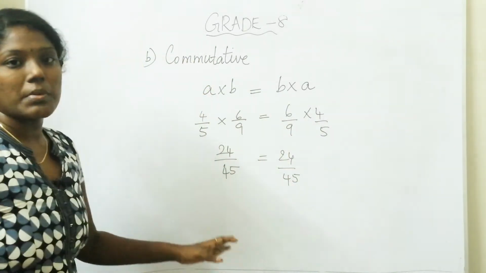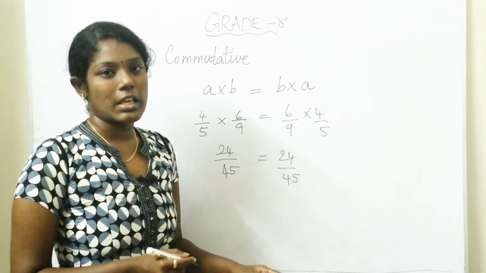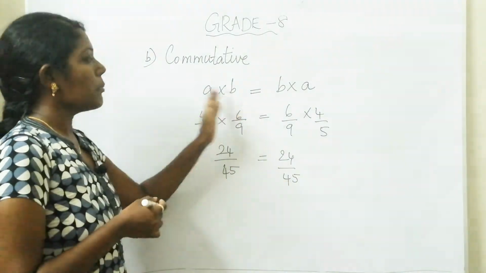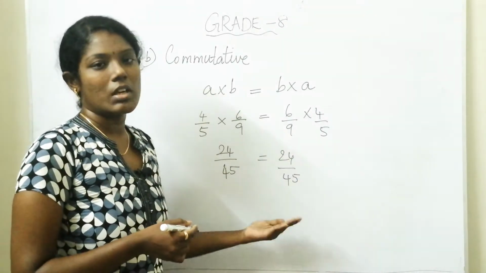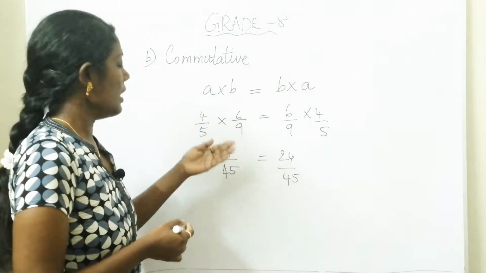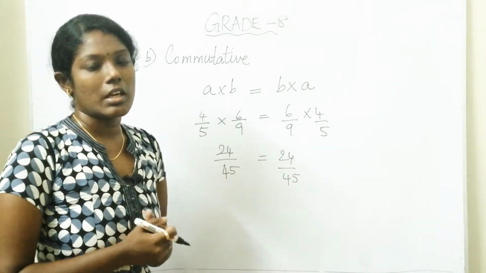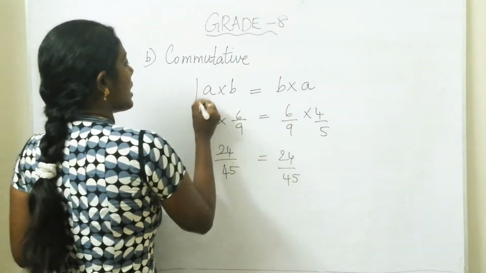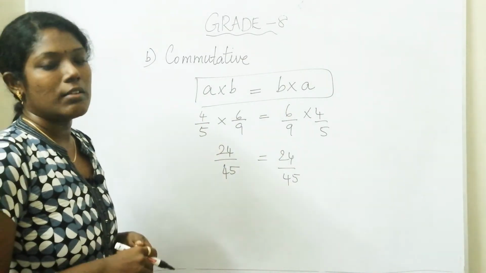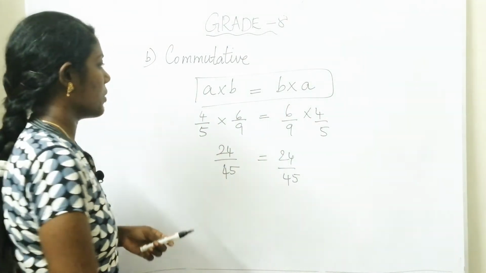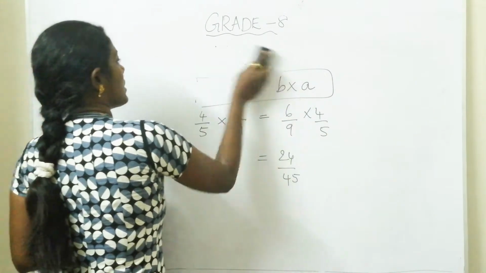So commutative property is definitely true for multiplication, as A and B I exchange and write my rational numbers and then I multiply, I'll get the same answer on both sides. So commutative property, A into B equals B into A, holds for multiplication of rational numbers. Moving on with the next property.